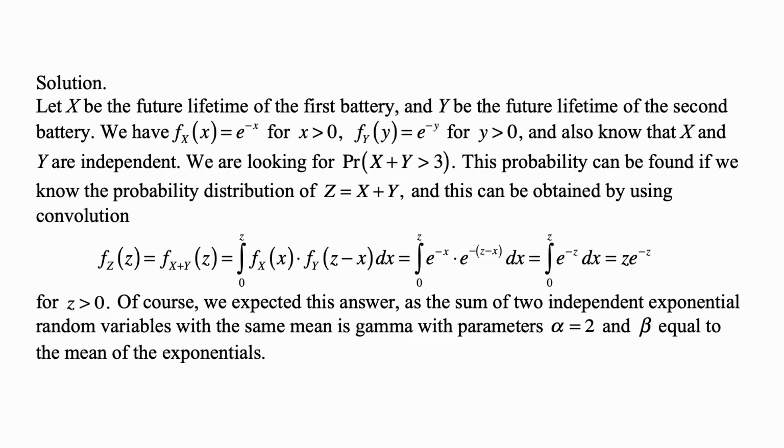Well, what is that? e to the minus z is not a function of x. It's just a constant with respect to x. So this integral is simply the length of the interval from 0 to z, which is z, times the constant with respect to x, which is e to the minus z. So z times e to the minus z for z positive. Of course, you should have expected this answer, as the sum of two independent exponential random variables with the same mean is gamma with parameters alpha equal to 2 and beta equal to the mean of the exponentials.